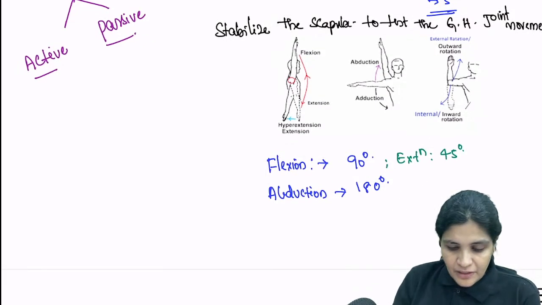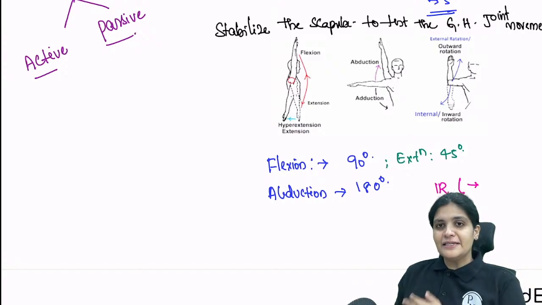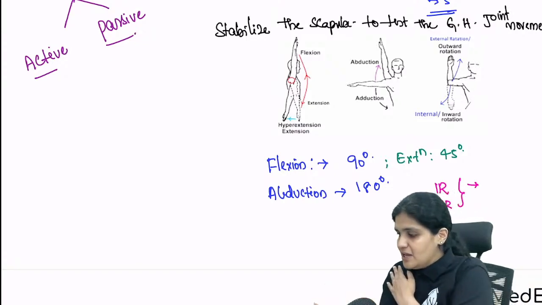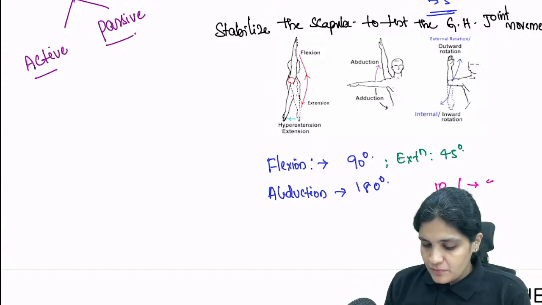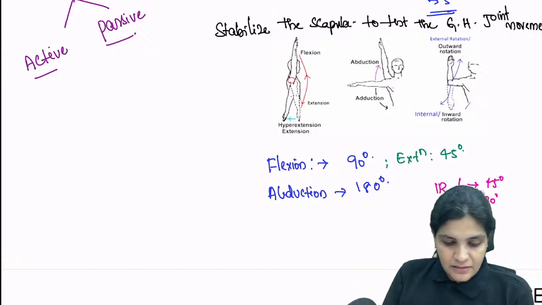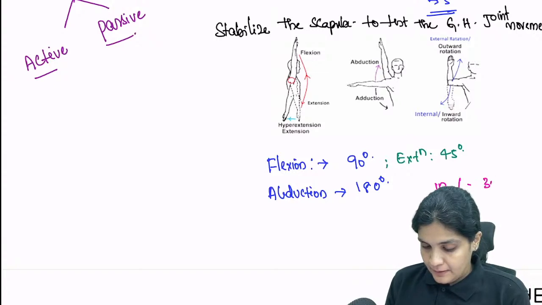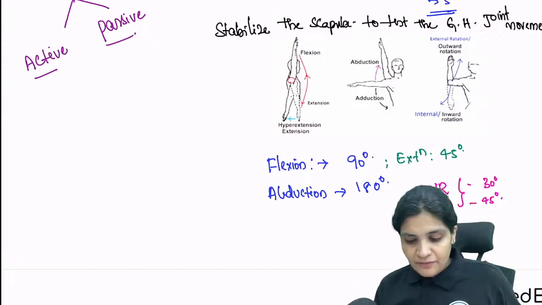And internal rotation and external rotation, you can see the internal rotation is slightly lesser compared to the external rotation, right? So external rotation is about 45 degrees and internal rotation is about 30 degrees. Okay, so these are the various movements.